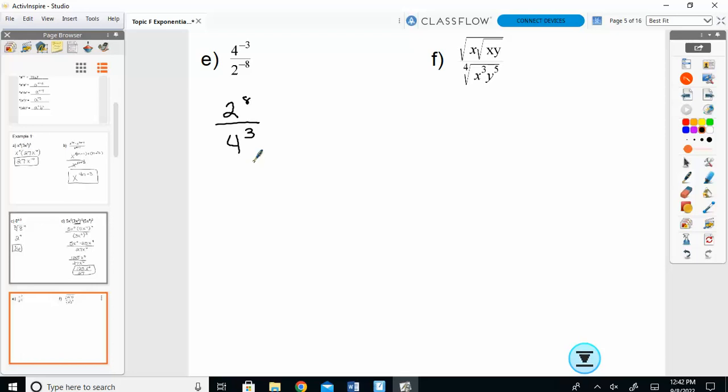Oh, I know what we're supposed to say. Change 4 to 2 to the 2.